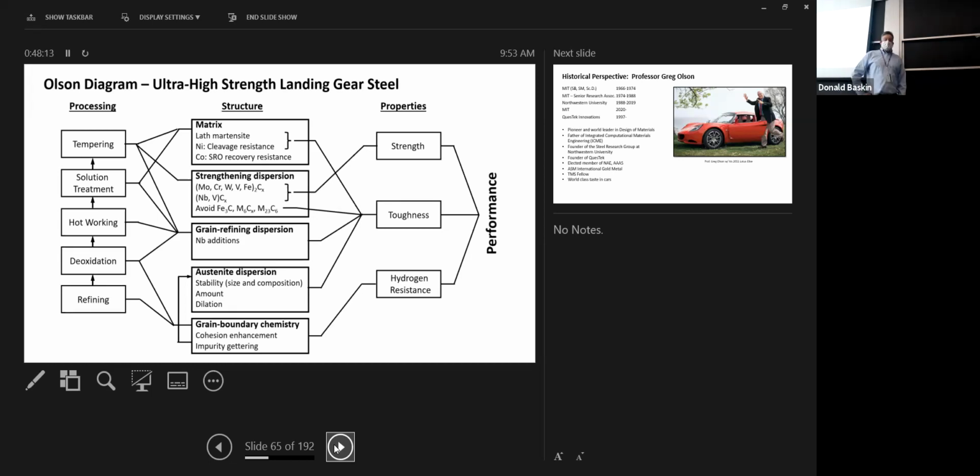Niobium is a very effective strengthener for steel. Does anyone know why? There's two reasons actually. Niobium is a very potent grain refiner. So through thermodynamics, it's able to shrink the size of grains down to increase the strength using Hall-Petch.